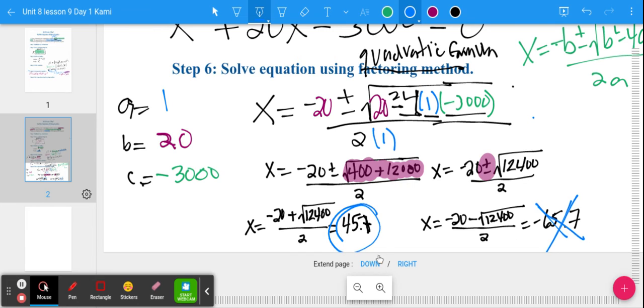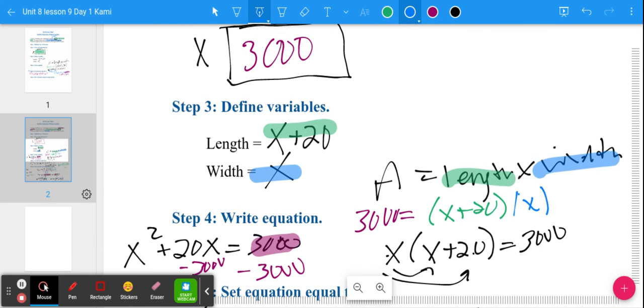Now, the reason why we're going back and making sense of these two answers is because this is a word problem. You have to make sure that your answers make sense. It does not make sense to have a negative width. So we cross that off. So that means our width is 45.7. So I'll write it right here. X equals 45.7, and that is yards. So our width is 45.7 yards.